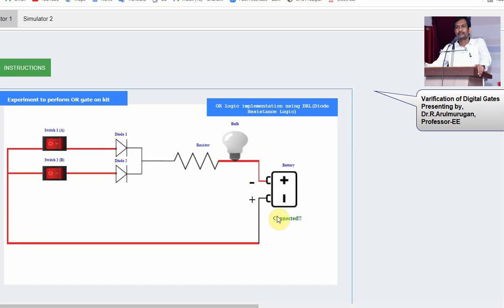Okay, I am going to connect it to the battery now. One switch is on, the lamp is on. Off, off. B is on, lamp is on. Off, off. On, on. Both switches are on. Yes, it is on. Do you clearly understand the OR gate?